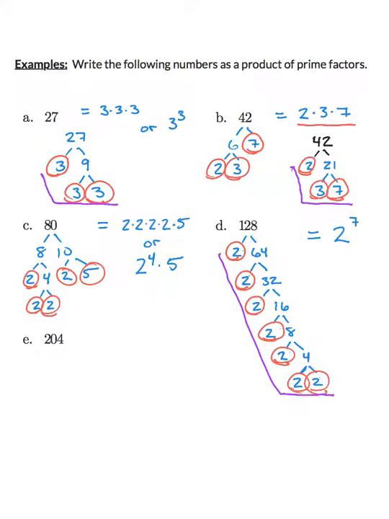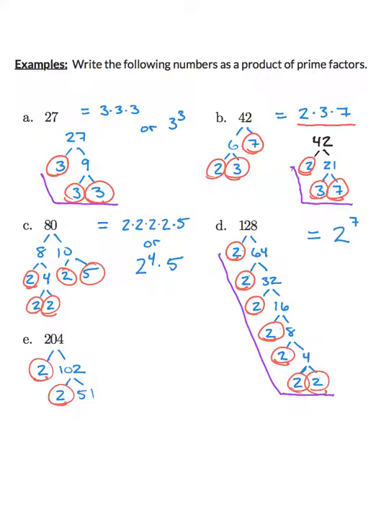So let's look at 204. 204 is divisible by 2. We get 102. 2 is prime. 102 is composite. This breaks down to 2 and 51. 2 is prime. And what about 51?